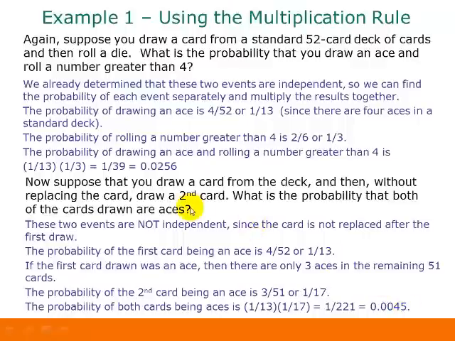One thing to notice in this problem is that it doesn't specifically say and. You have to read that from the problem because it's talking about the fact that both cards drawn are aces. So that means the first card is an ace and the second card is an ace. So you have to think about it and put the and in there for yourself.